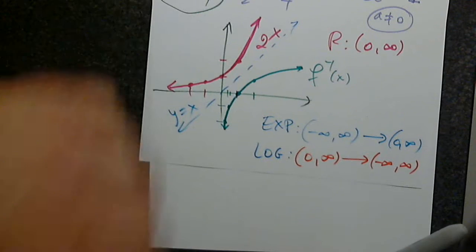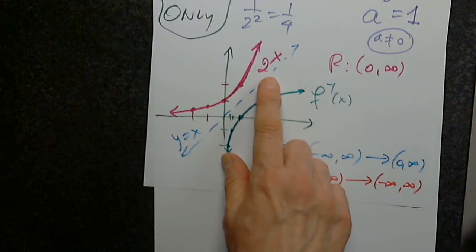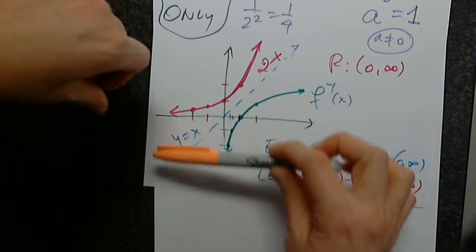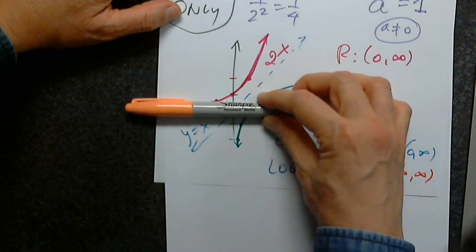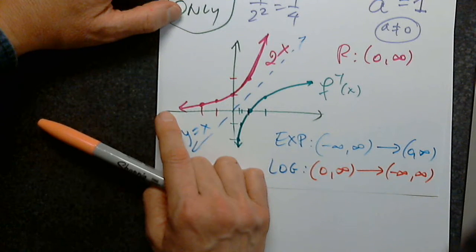I have a question. Yes? The range for the original, 2 to the x, the exponential, is 0 to infinity. 0 to infinity, correct. Why again? Because the lowest function value is here, but it's not attainable. It's a horizontal asymptote.